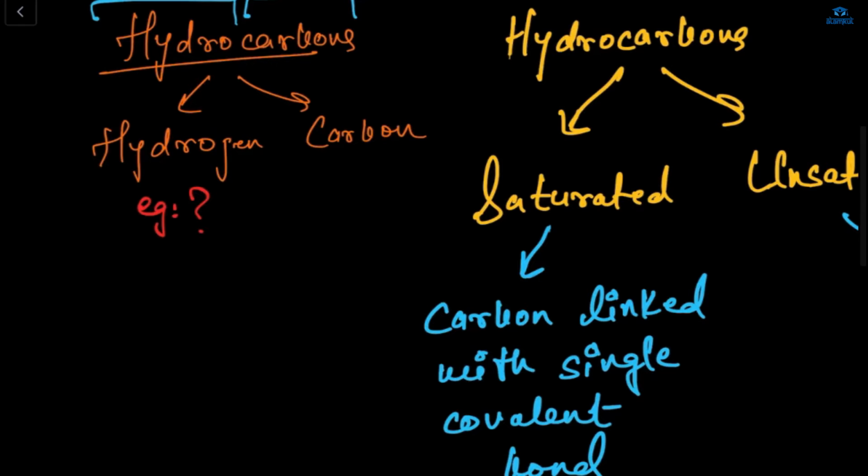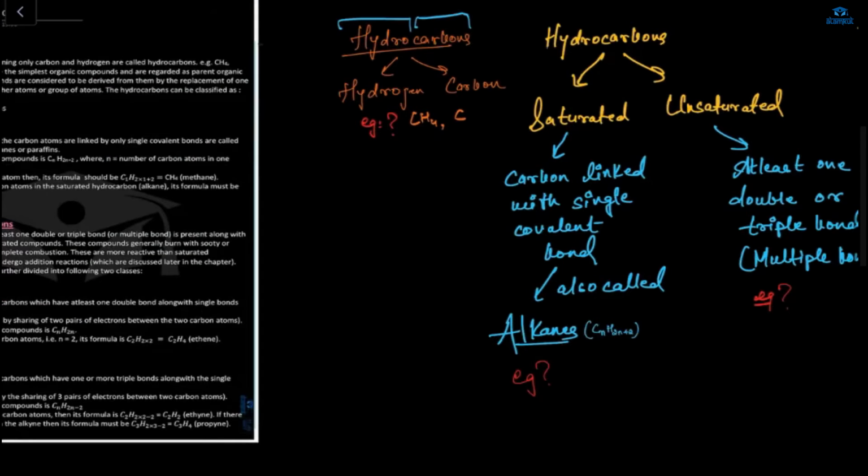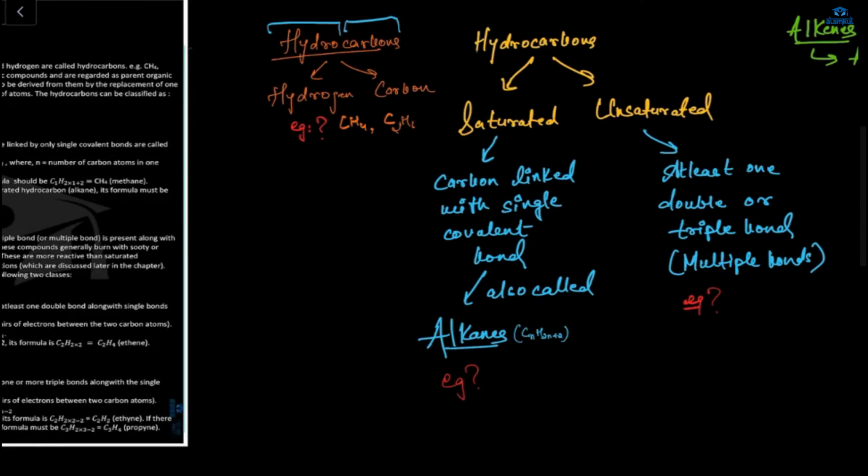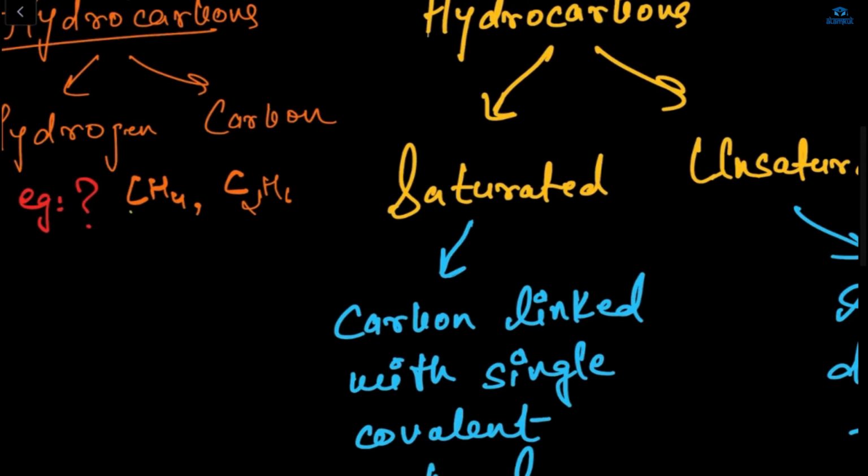Hydrogen is there, and carbon is also there. Any simple example? Rudra, any example? I can write CH4. CH4 is here. Your C2H6 is here. It means it consists of two things: your carbon and your hydrogen.